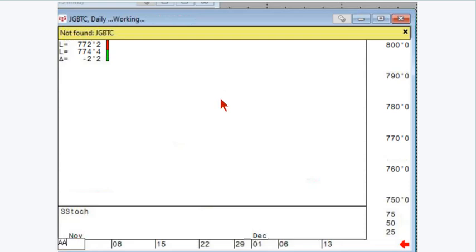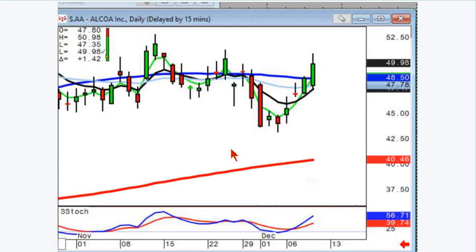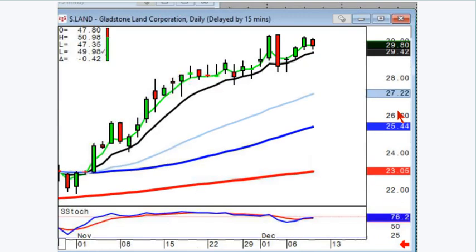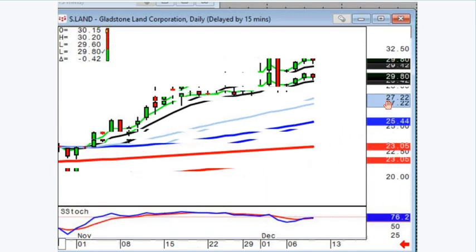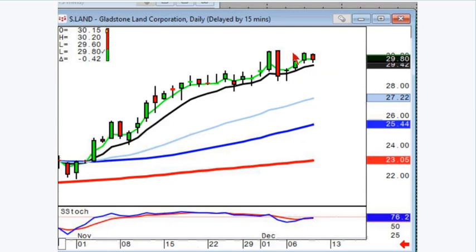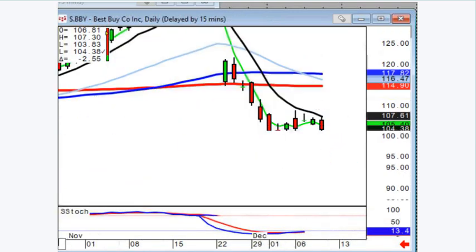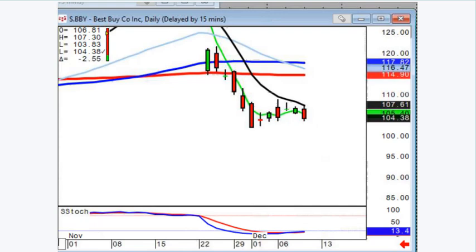Well, I can't get this one to come up. TBTC. Now, for some reason, it's not coming up over here. Land. All you can do is stay long as it stays above the T line, and obviously you want to see it get through this level. Best Buy, get ready to short this one on weakness.